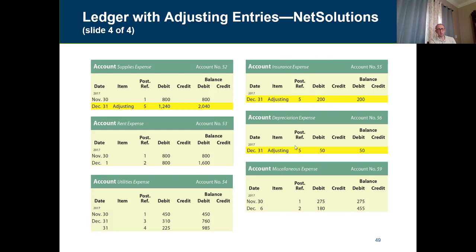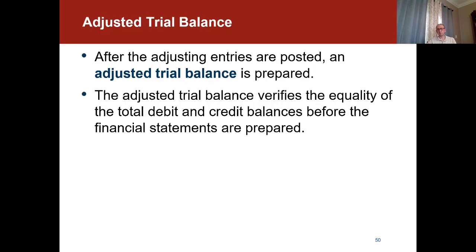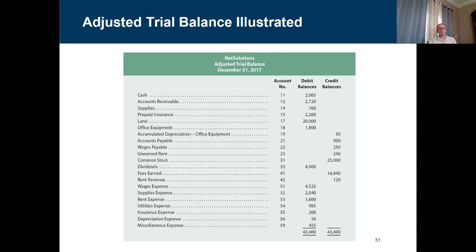To be more specific, insurance expense. Depreciation expenses that we just did, $50 on the debit side. And miscellaneous expenses, we have nothing. So now we have our ledger updated. We calculate the new balance, and we take all the balances from each one of these accounts, and we prepare the adjusted trial balance. And this is how it looks like, the adjusted trial balance.